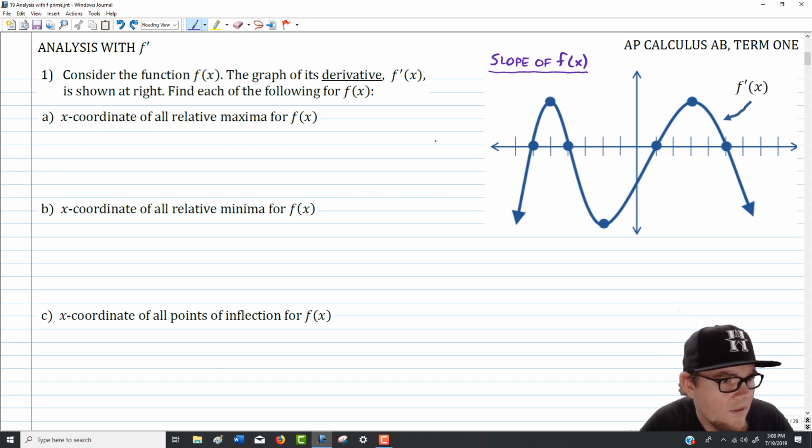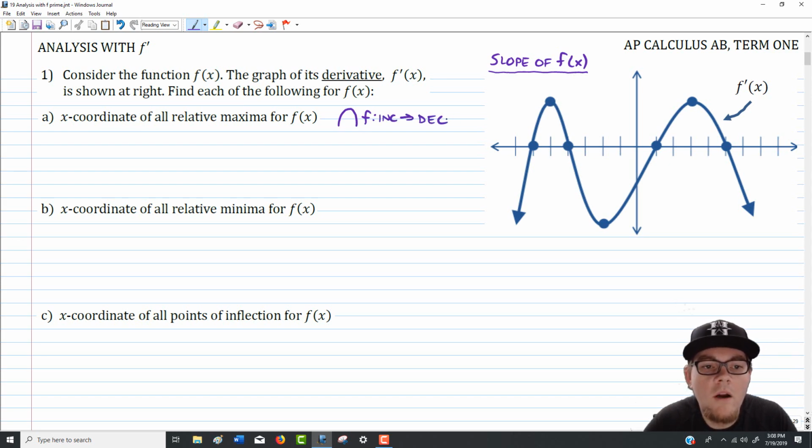So first, for 1a, it says find the x-coordinate of all relative maxima. So we know that relative maxima look like this. They're places where f itself goes from increasing to decreasing. But remember, we aren't given f. We're given f prime. So we need to use the definition of a relative maxima using f prime. We know that a function f has a relative maximum at a point x equals c when f prime changes from positive to negative.